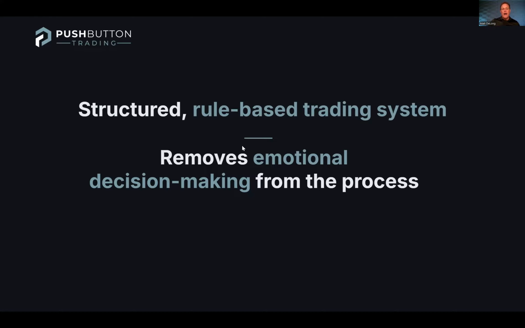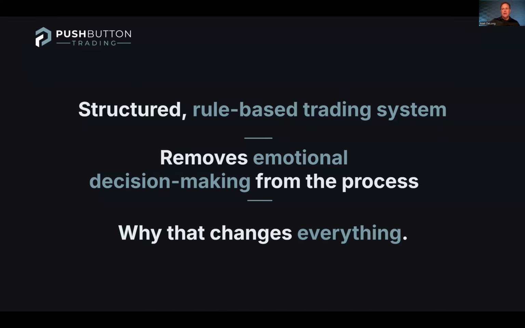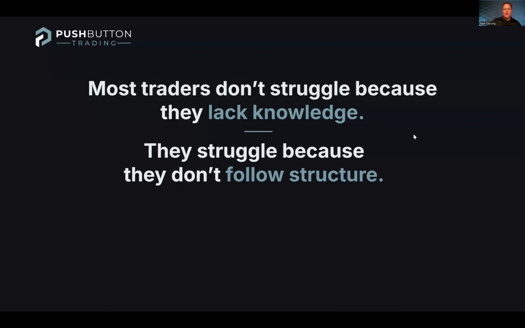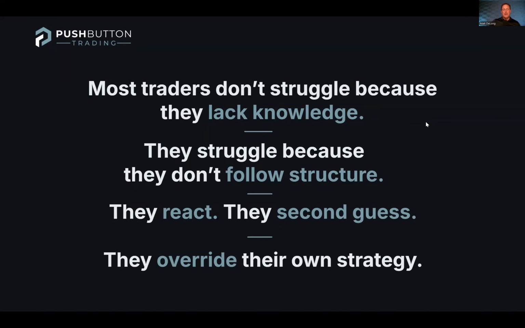And the important thing is why all of this matters. Why does any of this matter? Well, it really changes everything when you can take yourself out of the process, right? It changes everything when you're not emotional and you let the technology do the work. And all you do is turn on the technology. That's pretty simple, right? So most traders don't struggle because they lack knowledge. They struggle because they don't follow structure. They react, they second guess. And sometimes, guess what? They override their own strategy.